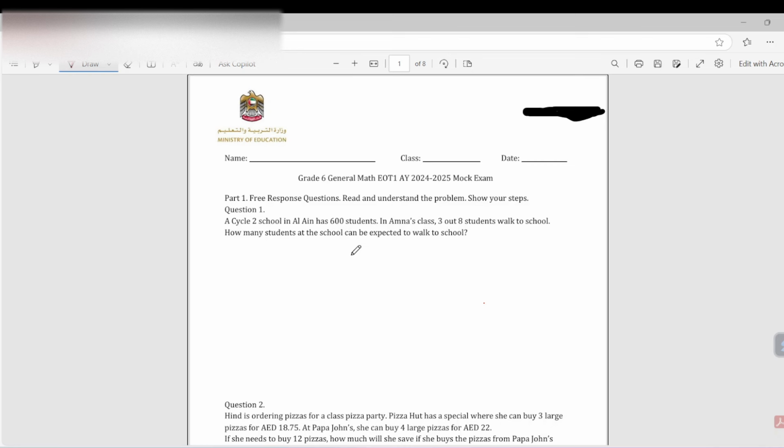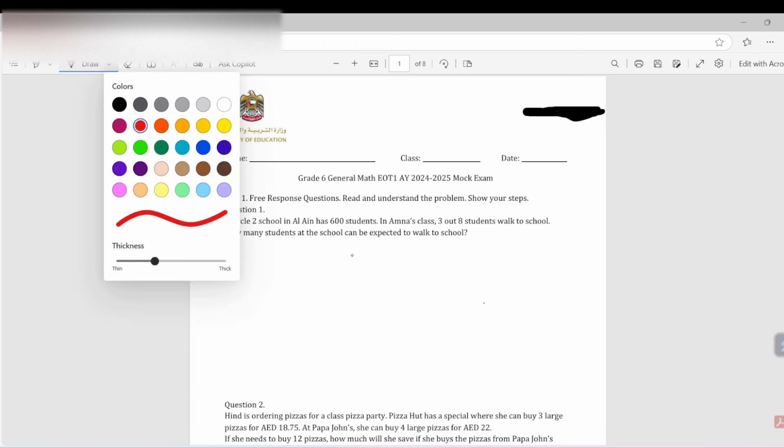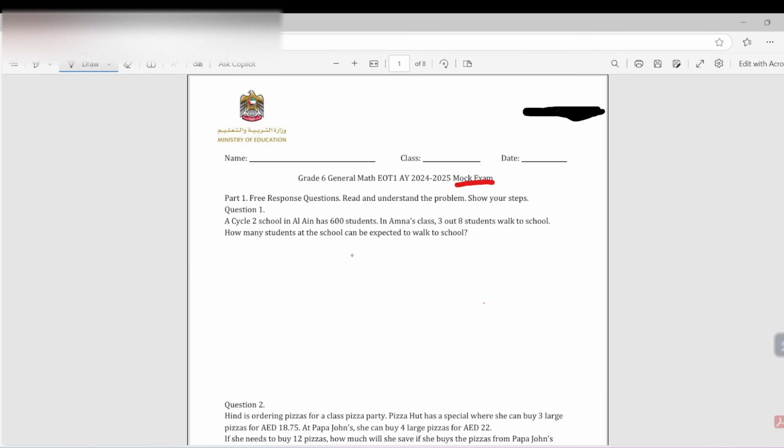Hi everyone. Today we'll discuss a mock exam for grade 6 general math. It is a model exam paper. Questions we will discuss.